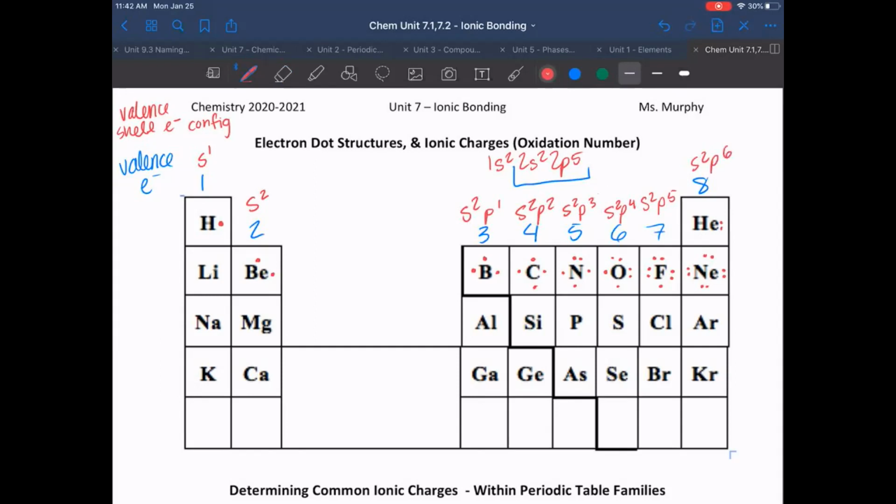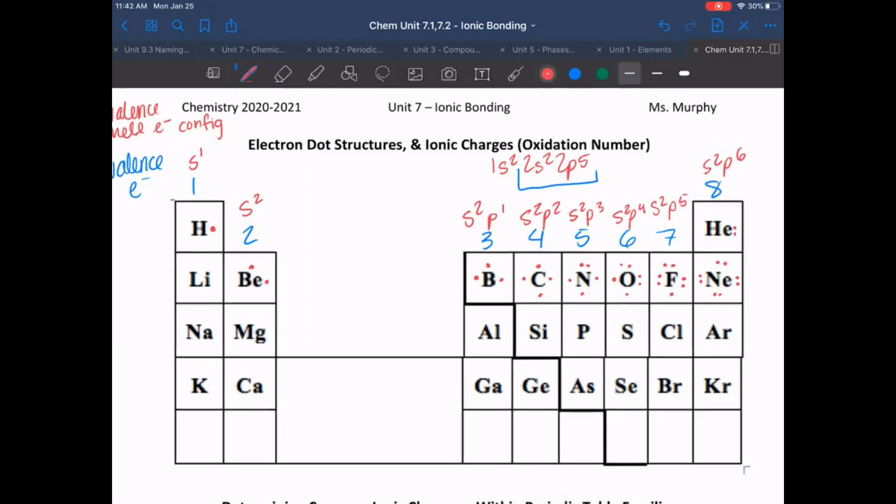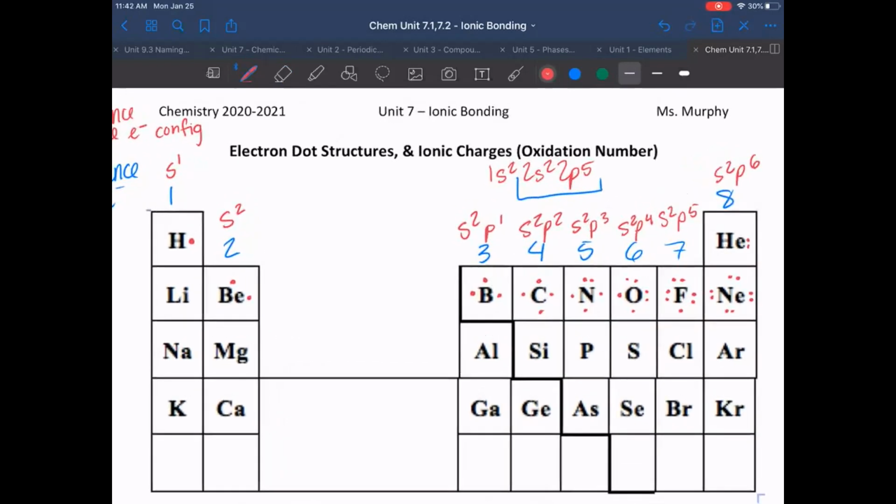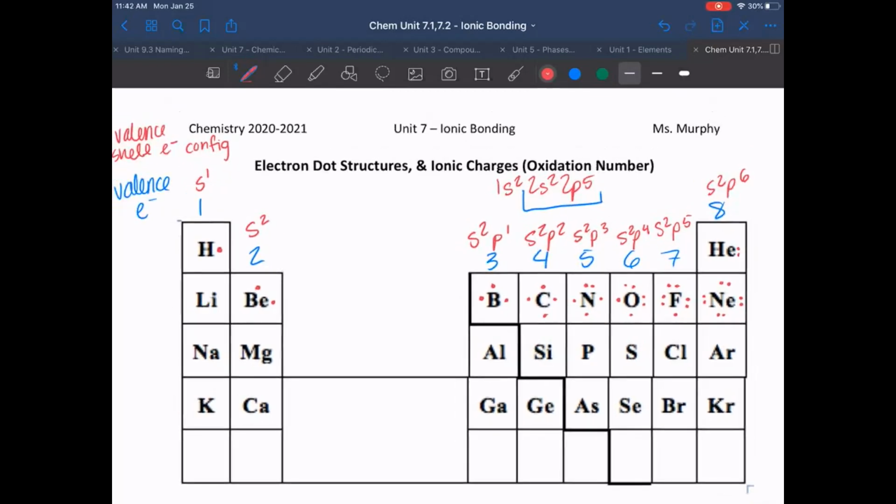So thinking of all of these superscripts with our valence electron configuration, what do the superscripts add up to? They're valence electrons, right? So if you add s2 plus p1, that's 3. So that should match. That shouldn't be a surprise there. Okay, now, how do we figure out the ionic charge?